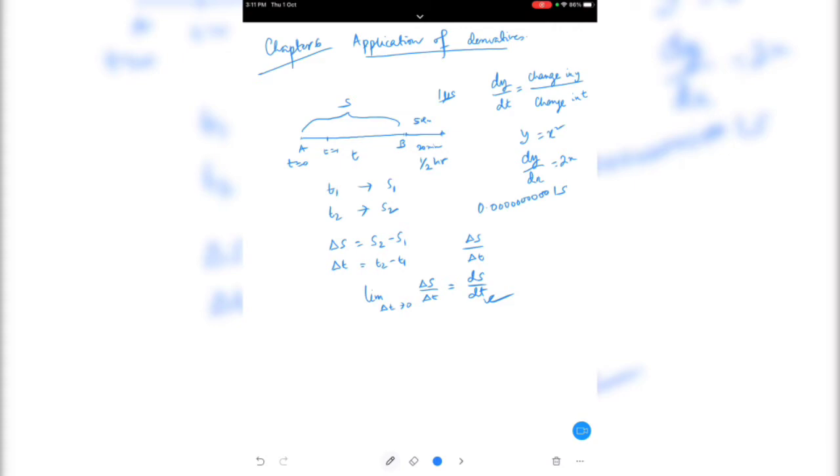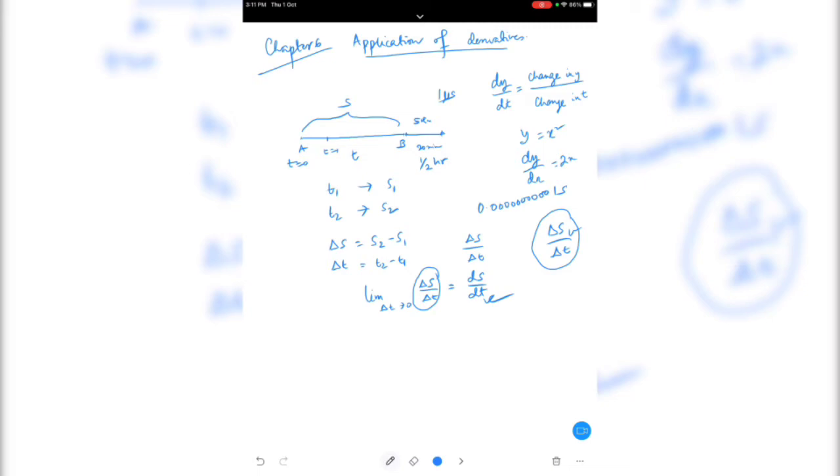Del S by del T basically means the change in distance with respect to time. Now del S by del T is for very, very large values. Now if the time is very, very small, I will use the limit del T tends to 0. If the change in time is very, very small, then the rate of change of distance with respect to time will be given by ds/dt, and ds/dt is nothing but the differentiation of s with respect to time. Everyone clear? Yes or no?